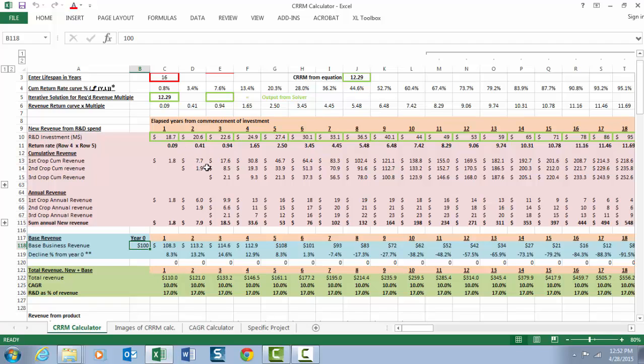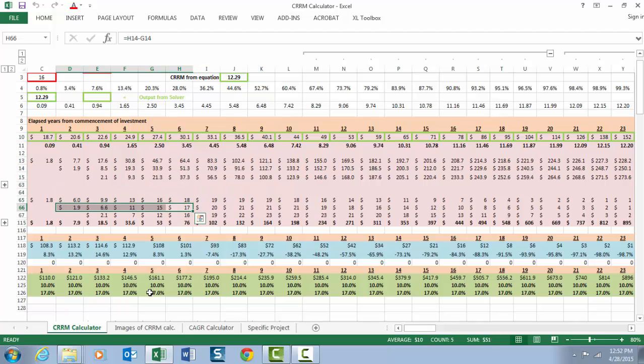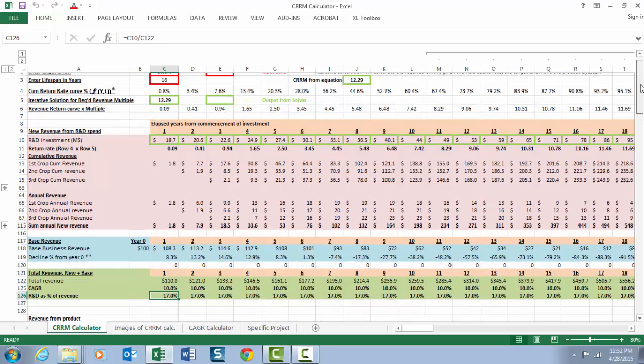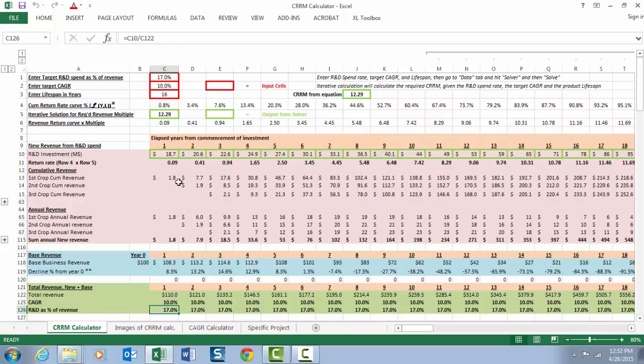And in the next year, it's 12.29 times whatever it was we spent in the second year, etc., all the way down through the various crops of subsequent products that get produced. So that multiple of 12.29 here, we can clearly see does solve this equation, in that it is now giving us precisely 10% CAGR for a 17% spend rate. So that verifies that the iterative method of solving this here works per the equation.